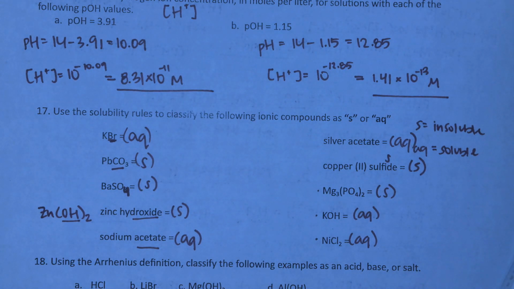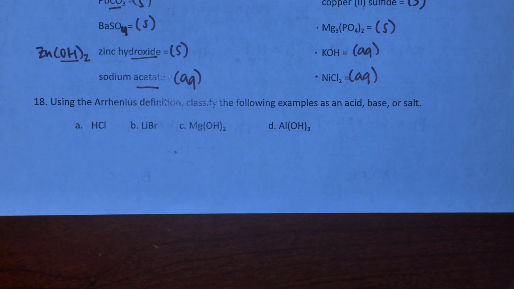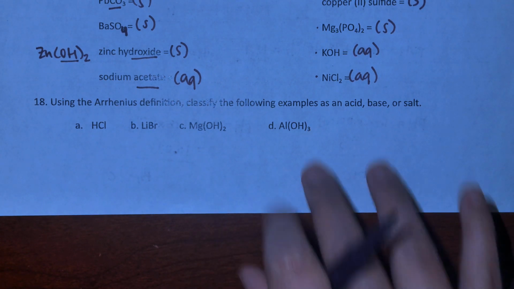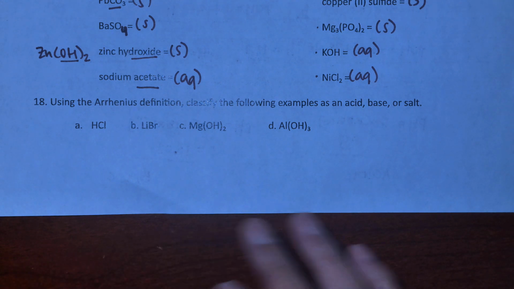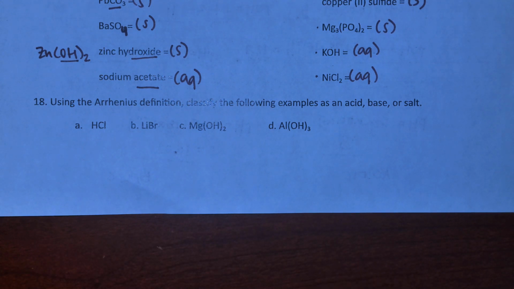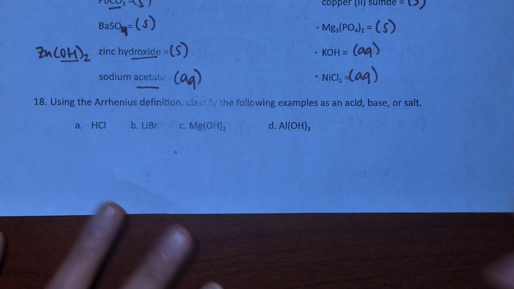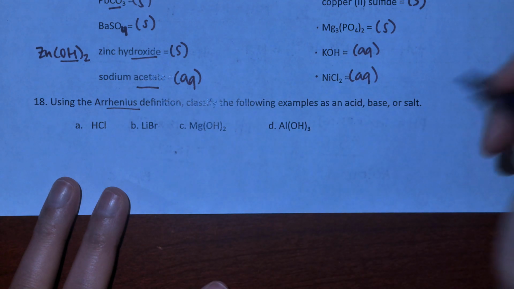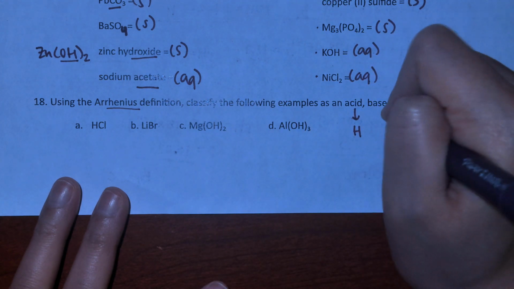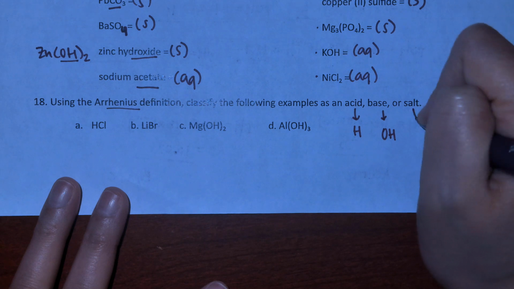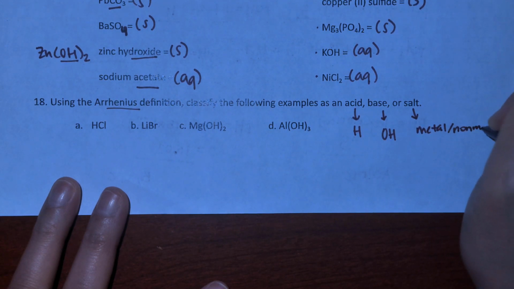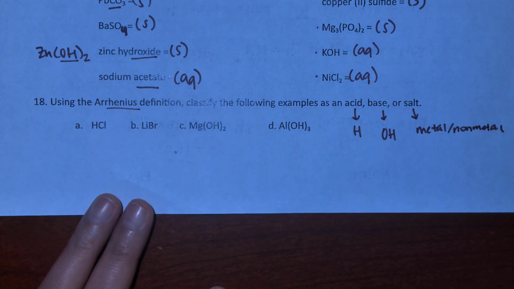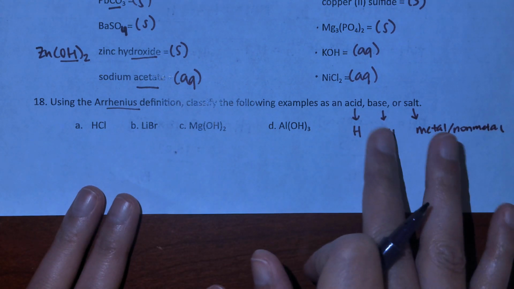Alright. Okay, so this last part, and I think that'll be the end of the video. This video's been pretty long anyway. So using the Arrhenius definition, classify the following examples as an acid, base, or salt. So when it comes to the Arrhenius definition, we know acid has an H in front, base has OH at the end, and salt is when you have your metal, non-metal. The ionic compounds basically make it a salt. Okay, so you literally just label whether it's acid, base, or salt.